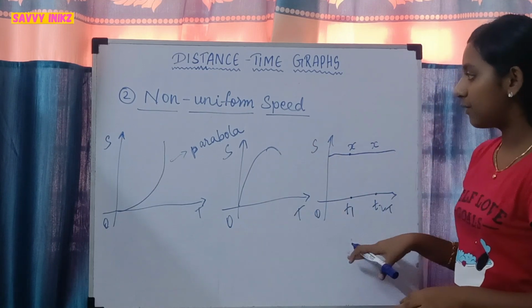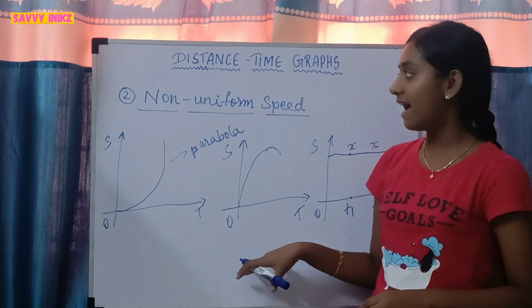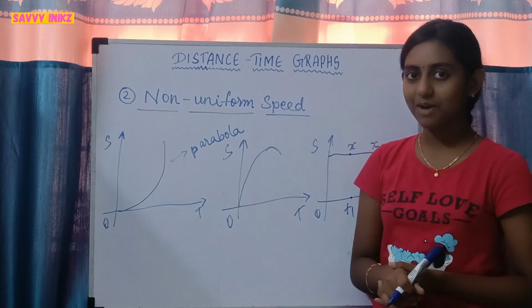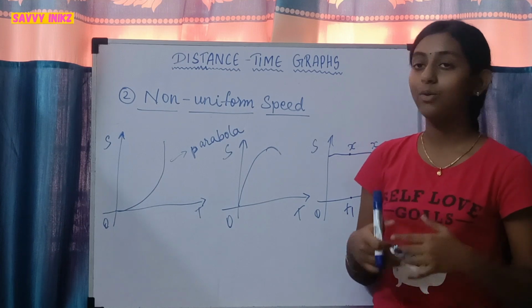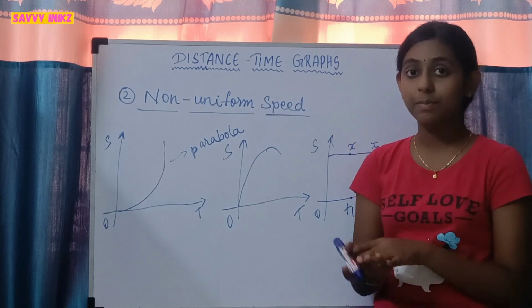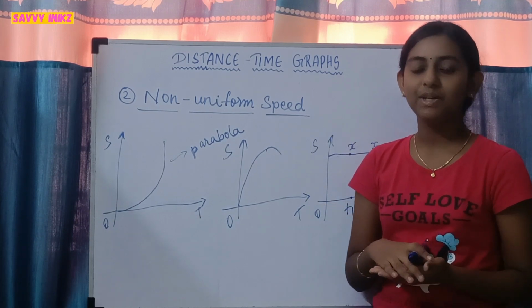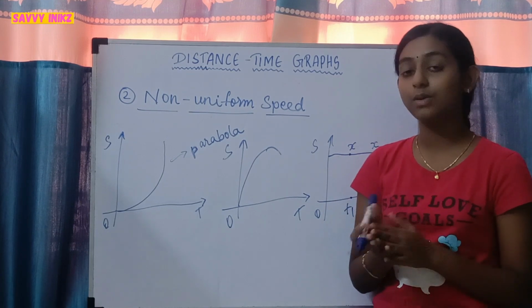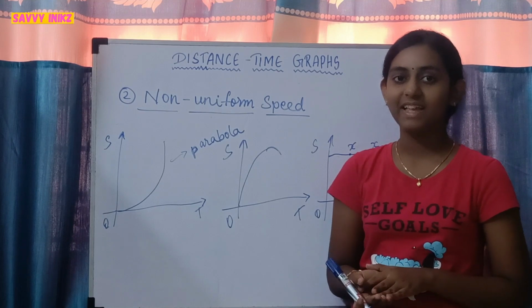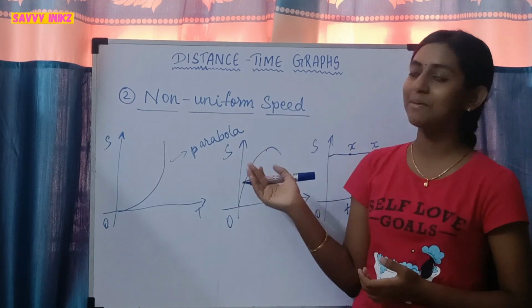So these are the three graphs under non-uniform speed, and we have learned all about distance time graphs. I hope you understood all about it. We've learned about uniform and non-uniform speed under distance time graphs, and we learned how to find the nature of motion, the distance, and the speed. I hope you understood about distance time graphs.